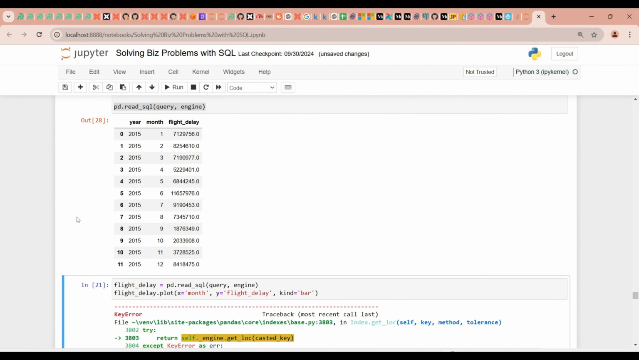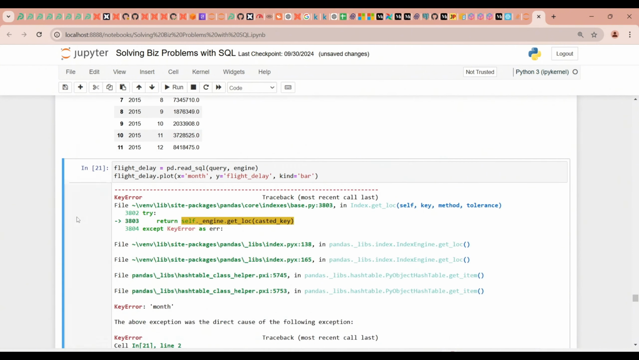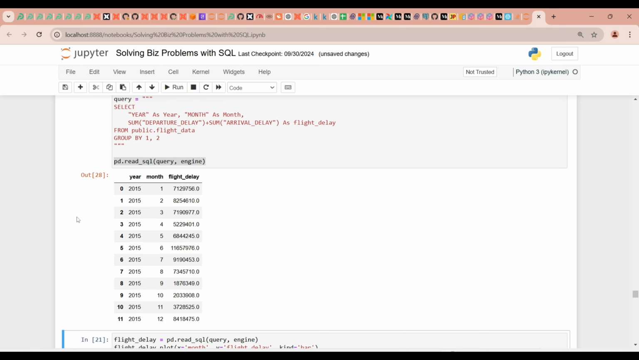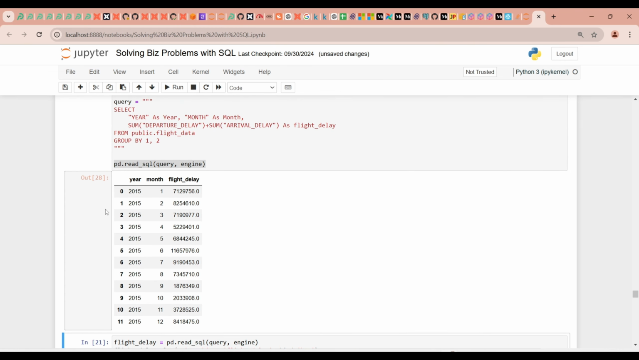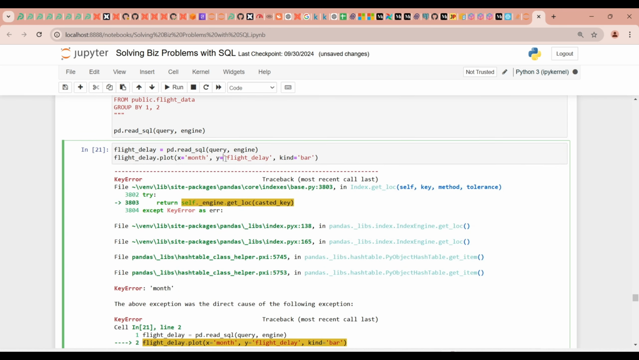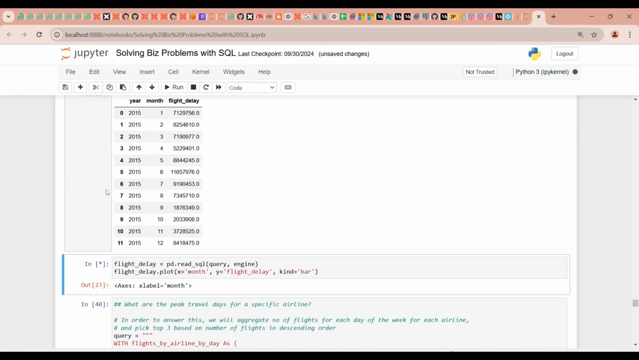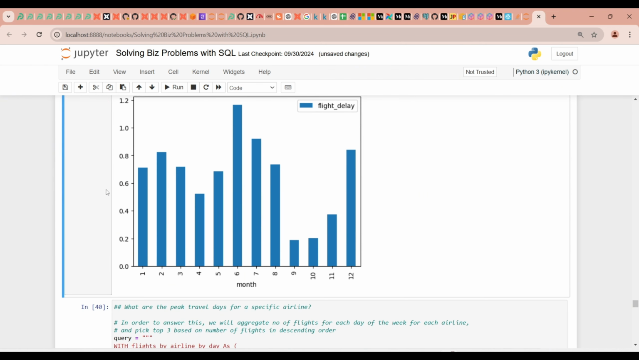Oh, key error. Key error month. Let me put that lowercase here, lowercase month. Perhaps that's why it's behaving that way. Let me run this again. Oh, great. So this is what it looks like.